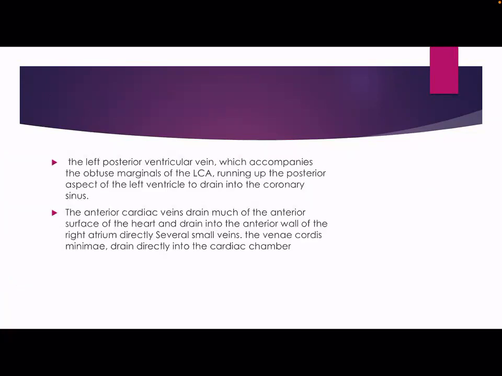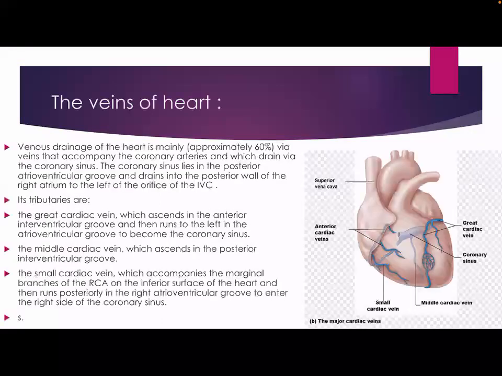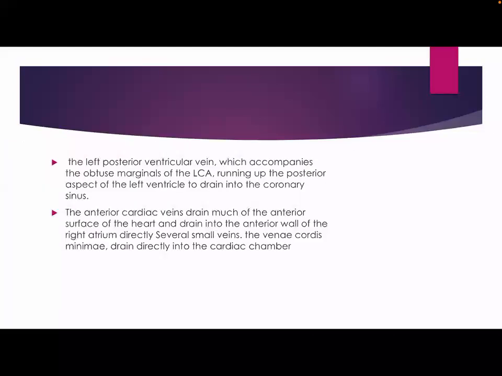We have the left posterior ventricular vein. This accompanies the obtuse marginal branches of the left coronary artery, running up the posterior aspect of the left ventricle and draining into the coronary sinus. And lastly, we have the anterior cardiac vein. This drains the anterior surface of the heart and the anterior wall of the right ventricle. This is the anterior cardiac vein on the anterior surface of the right atrium.